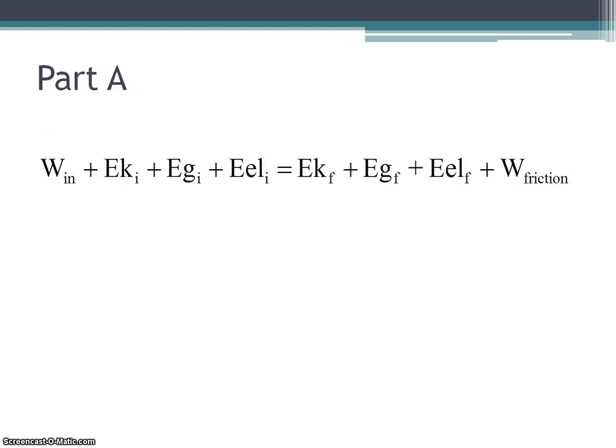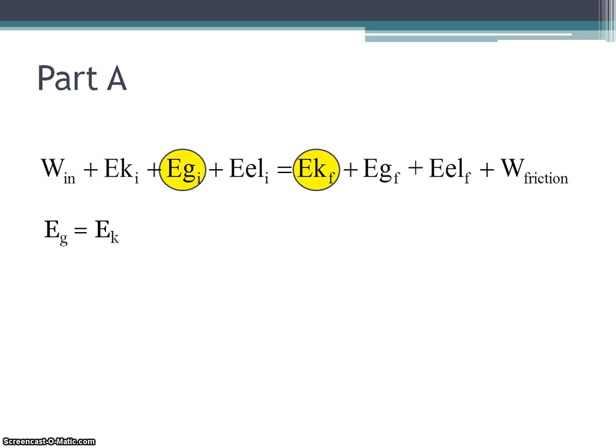Okay, so now we look at our entire conservation of energy equation. And when we look at this, we don't use all of this. We're only going to look at the parts that are relevant for this problem. In this problem, we start with gravitational energy and we end with kinetic energy. So those are the two that are relevant to this problem. So I'm going to set those two equal to each other.